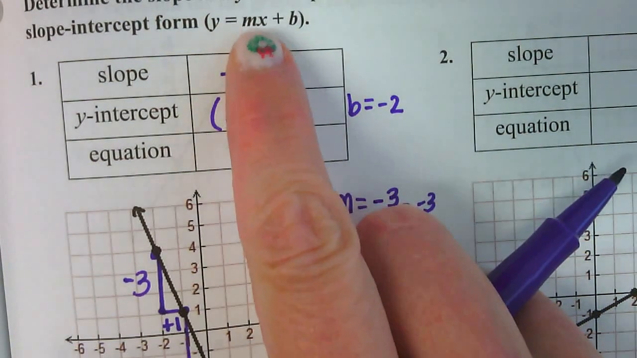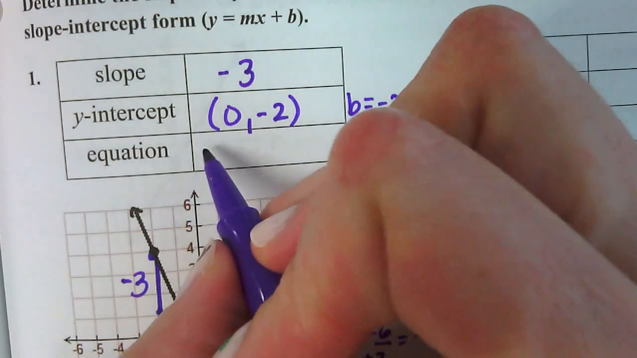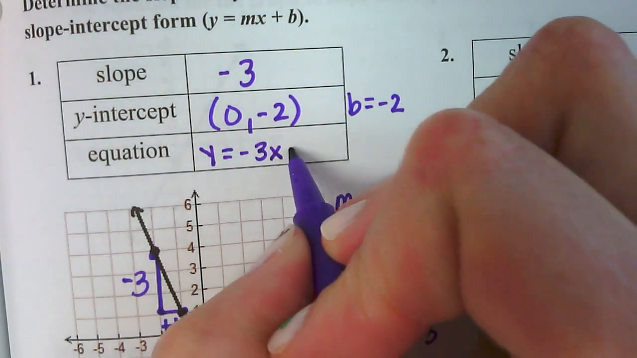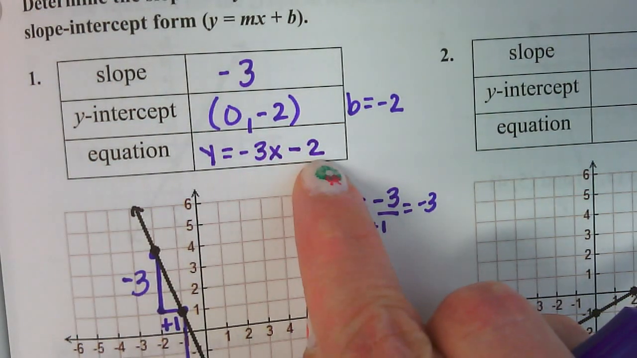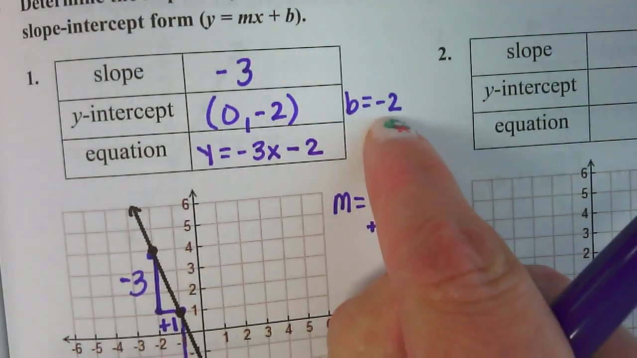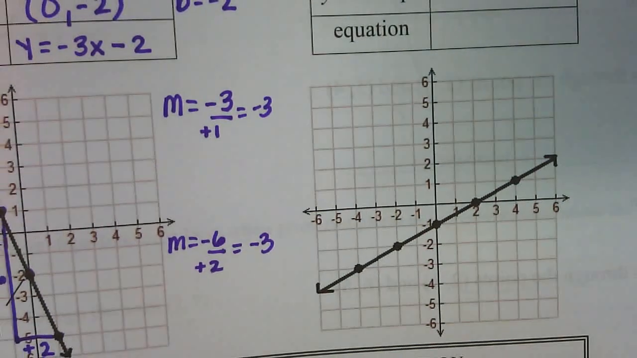We are reminded of our slope-intercept form here, which is what we talked about last week. So I'm going to fill in everything I know. y = -3x - 2. Okay, this is a -2 because it was a -2. All right, let's look at the next one.